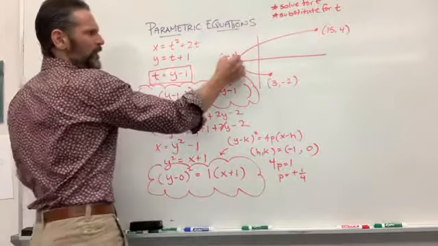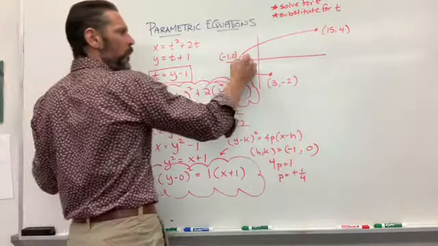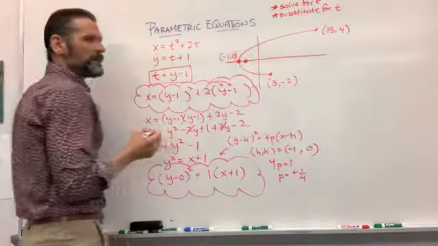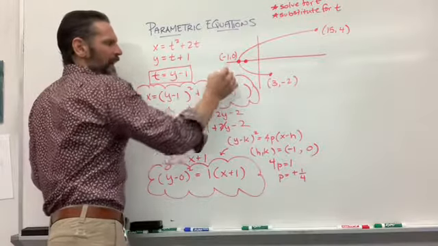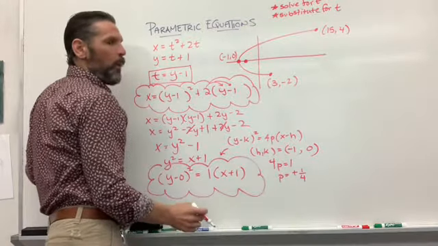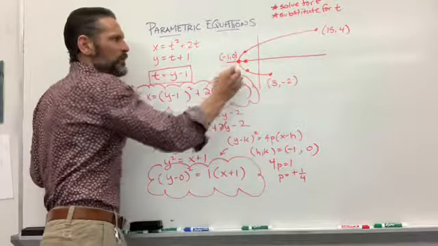Look what I have here. A vertex, negative 1, 0. If I go 1/4 to the right, there is my focus at negative 3/4, 0. And doubling p would be 1/2. So if I go over p, I go up to p and down to p.